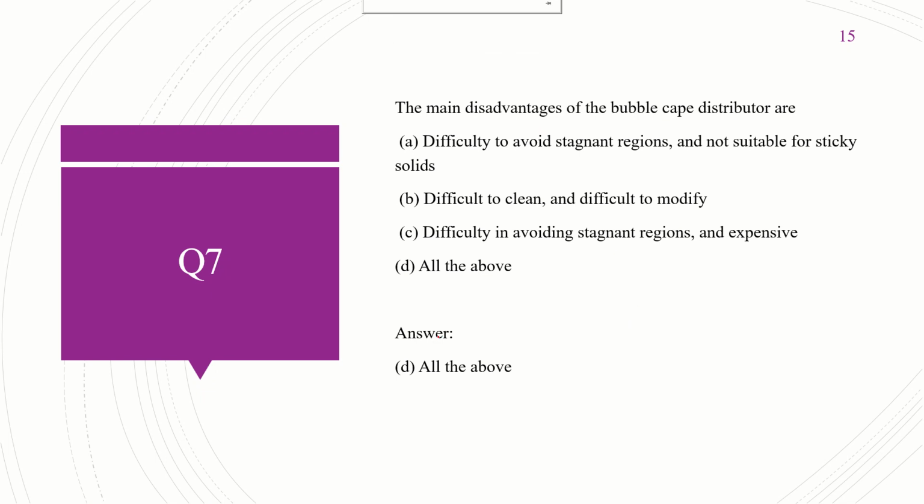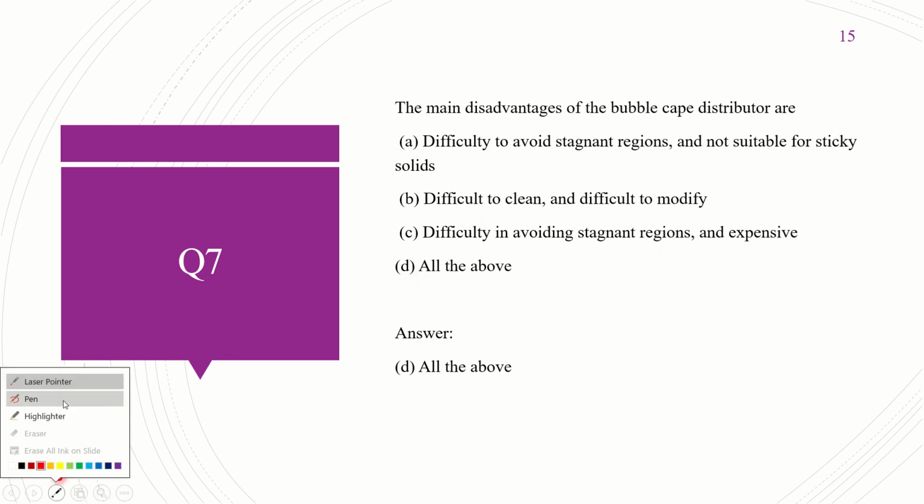So in question 7, where is the pointer? Question 7, it is asked that the main disadvantages of the bubble cap distributor are: difficult to avoid stagnant regions, not suitable for sticky solids, difficult to clean and difficult to modify, difficulty in avoiding stagnant regions, and expensive, all the above.